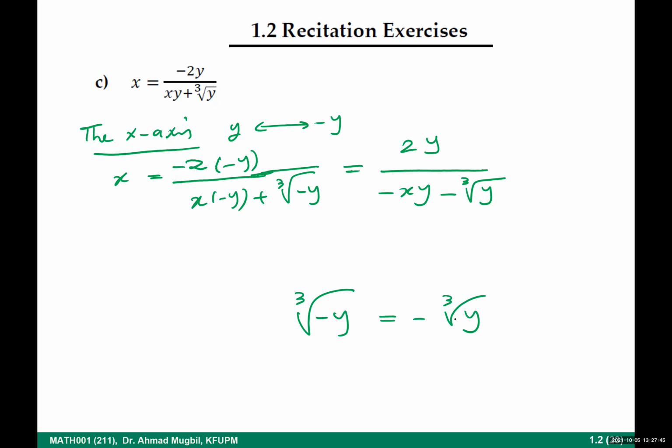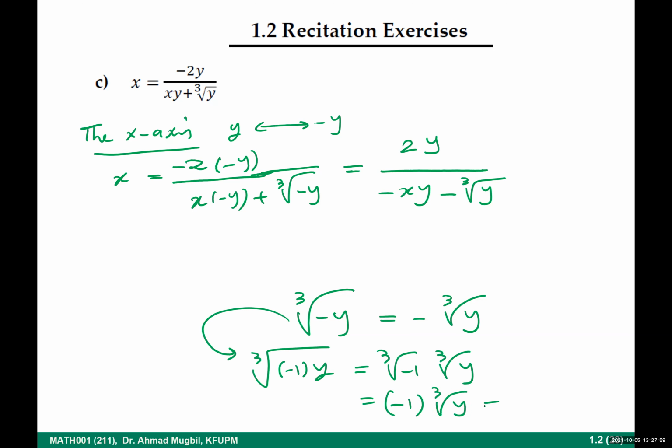Yes. Why? Because we distribute. This is in fact the cubic root of negative 1 multiplied by y. We can distribute the radicals over the product. And the cubic root of negative 1 is what? Negative 1 multiplied by the cubic root of y, which is negative cubic root of y. And the negative by positive will be negative. Now, is it equivalent to the original equation? No. Even if we multiply by negative... Let's see. Negative xy, negative cubic root of y. This is what we have.